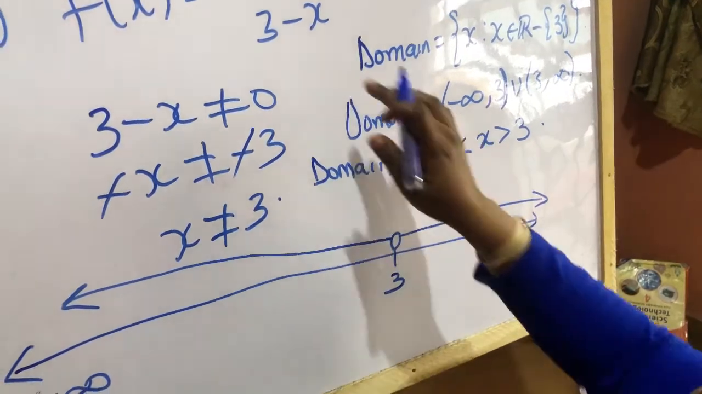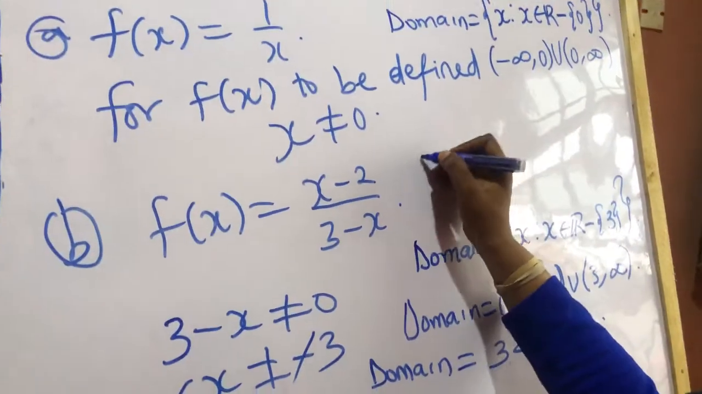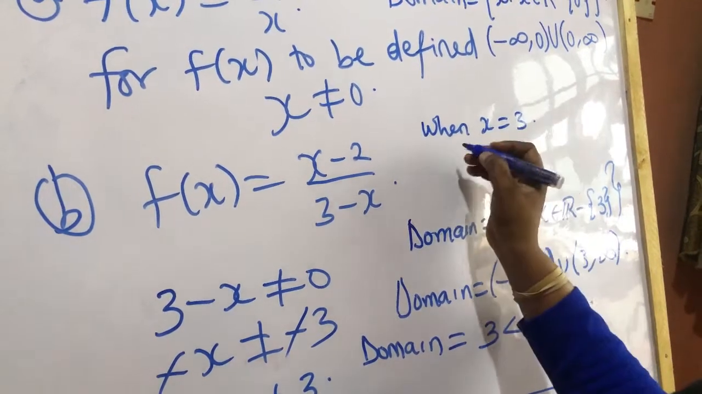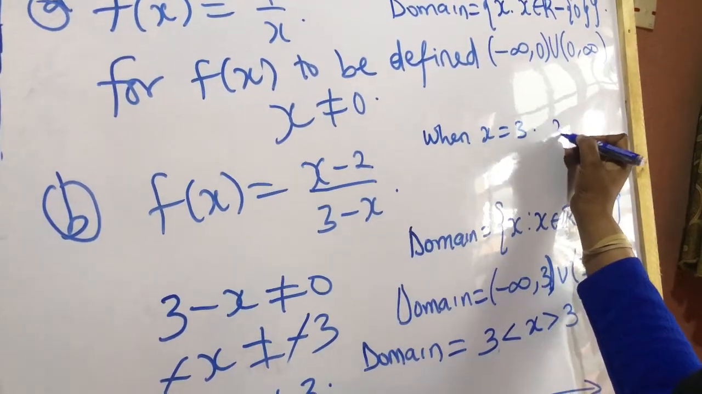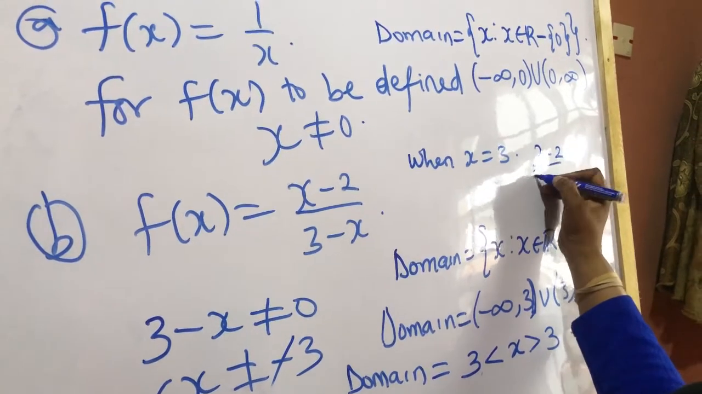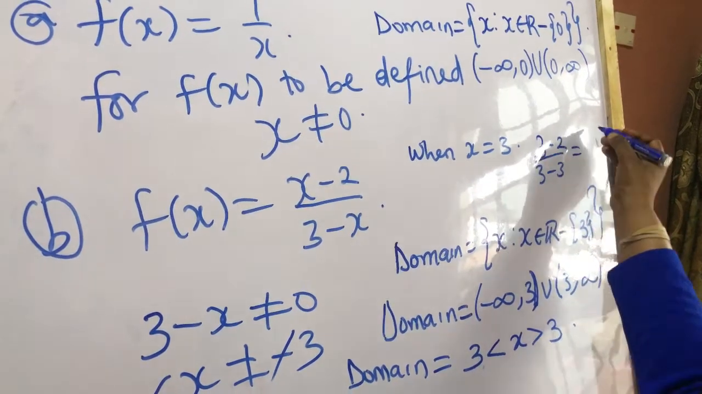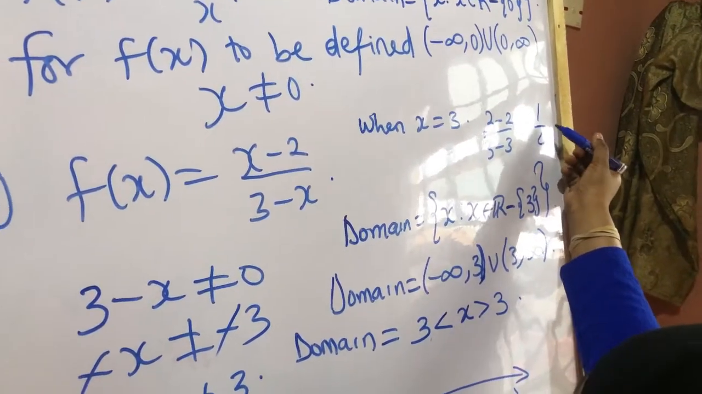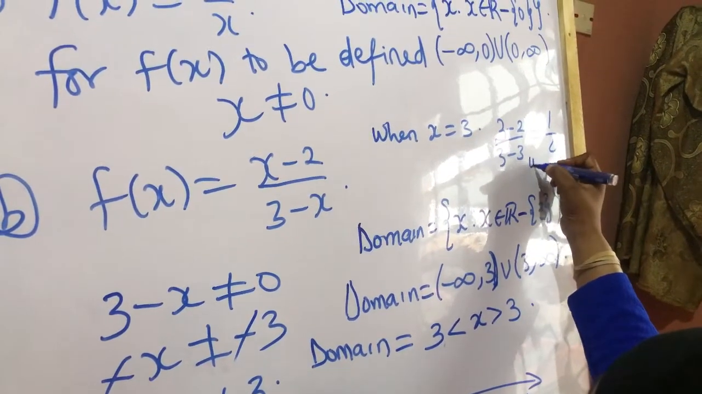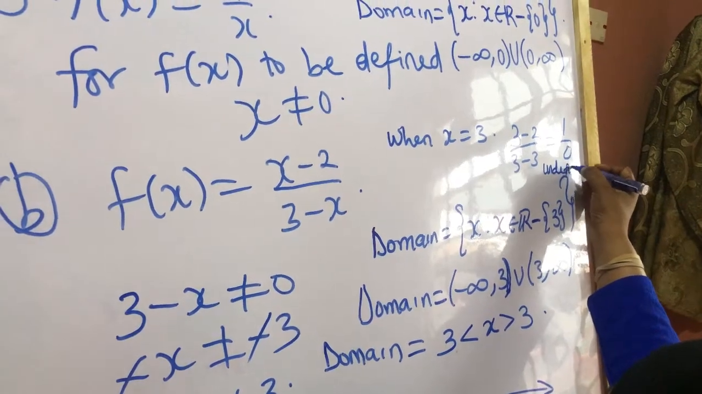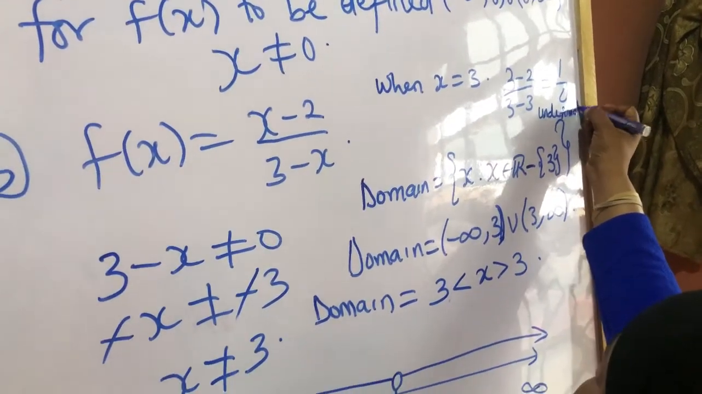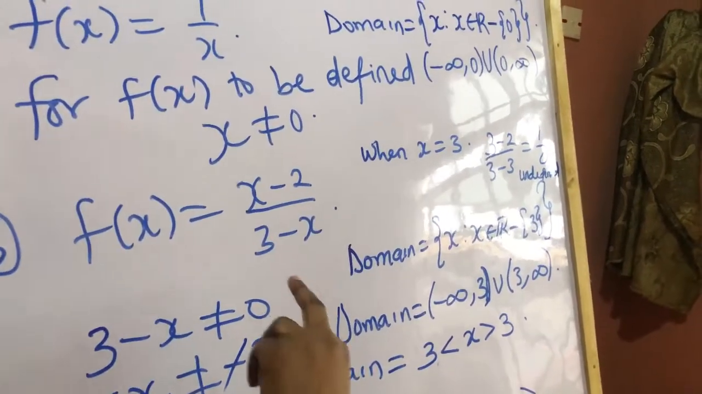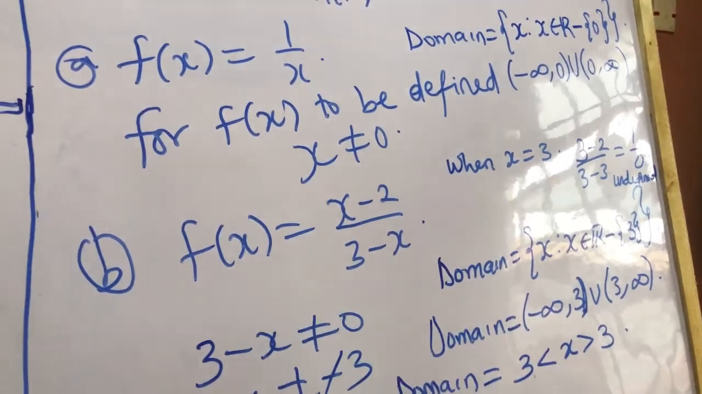But if you plug in 3 there, let's check what will happen when x is equal to 3. 3 minus 2 divided by 3 minus 3, we have 1 divided by 0. And if your denominator is equal to 0, your function will be undefined. We do not want that, so we want our function to be defined. So for our function to be defined, 3 must not be plugged inside this function.